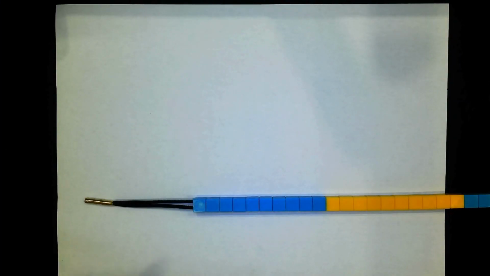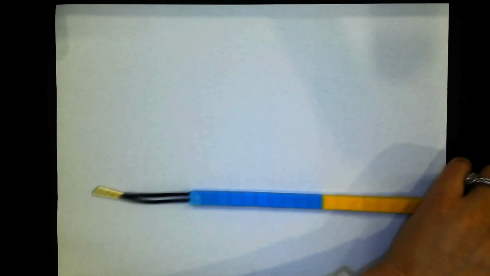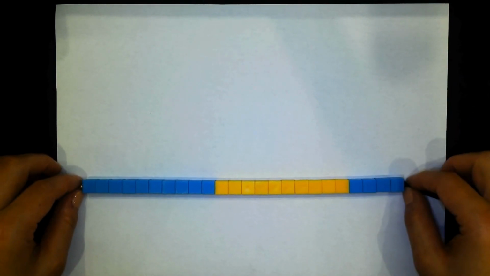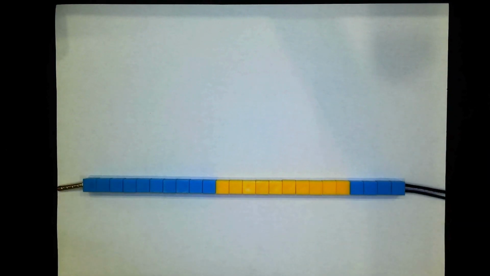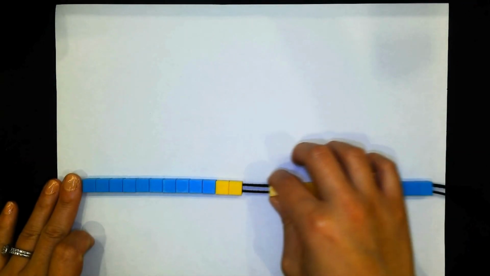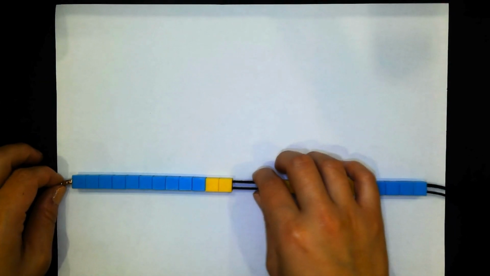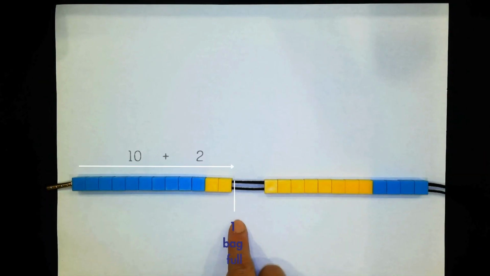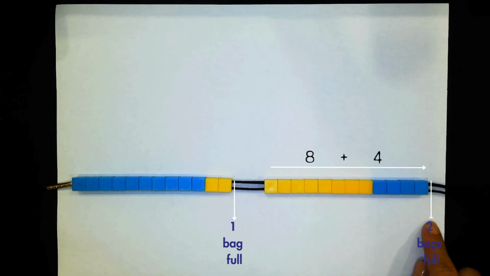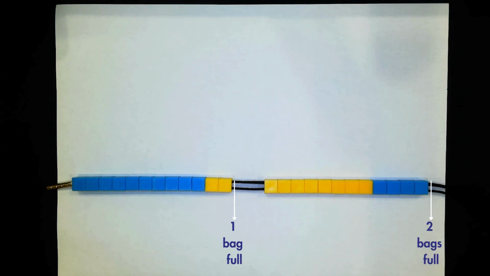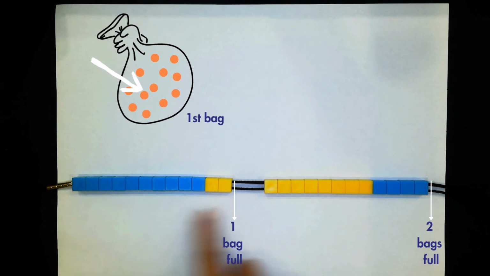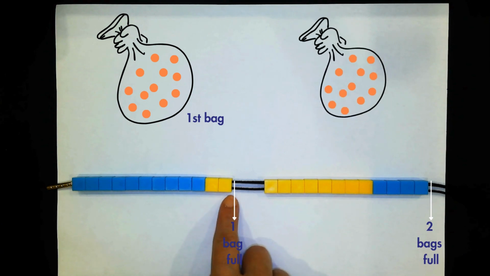I can model the two bags on the Linear Abacus, and to start I need to slide 24 beads across to the left-hand side. Now I'll split the beads into two parts to represent the two full bags, and I know that 12 beads are needed for each full bag, and again you can use colour in the string to determine this. If I was counting the individual things inside of the bags, I can use improper fractions to talk about more than one whole bag.